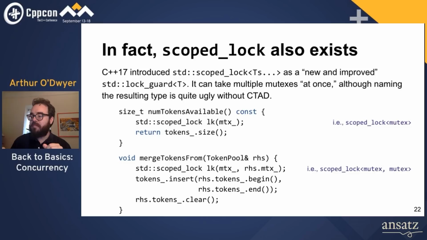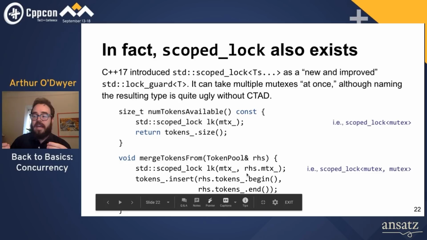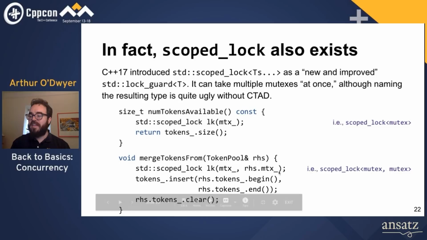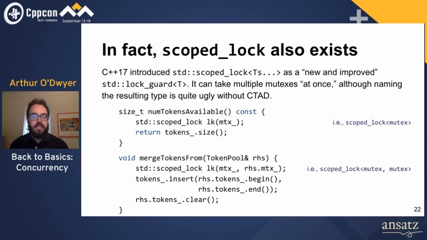So here I use a scoped lock and I pass it both mutexes. And even if I'm merging tokens from A into B and from B into A simultaneously, this will not cause a deadlock because it will internally lock the locks in the correct order. So this is a very rare thing that you would have to use a scoped lock to lock multiple locks, but I was kind of pleased to come up with this motivating example for it.